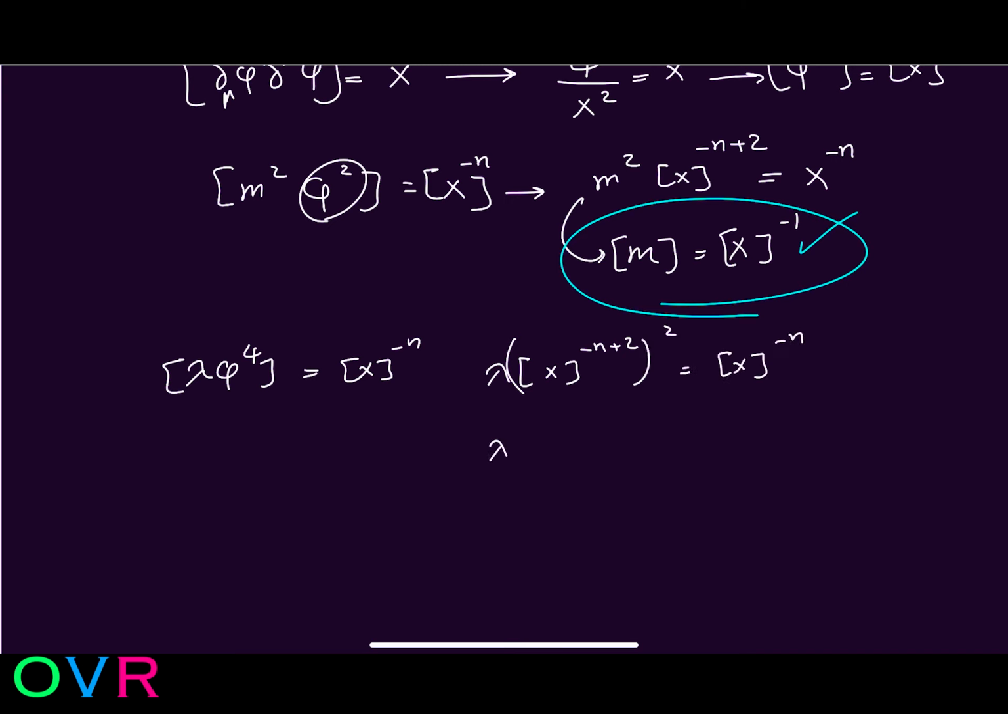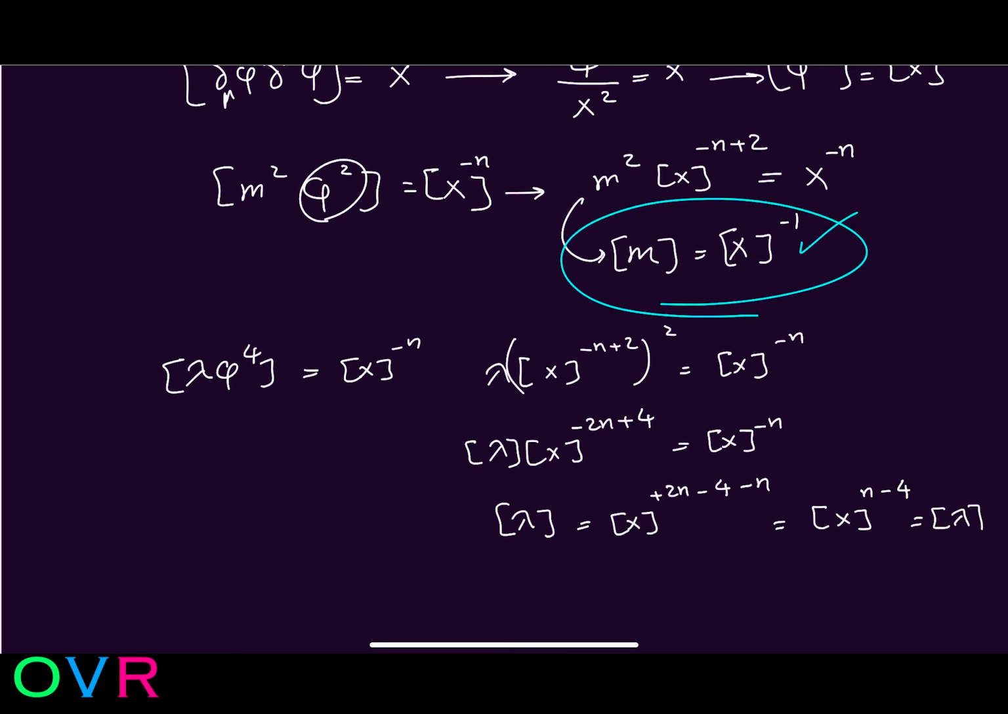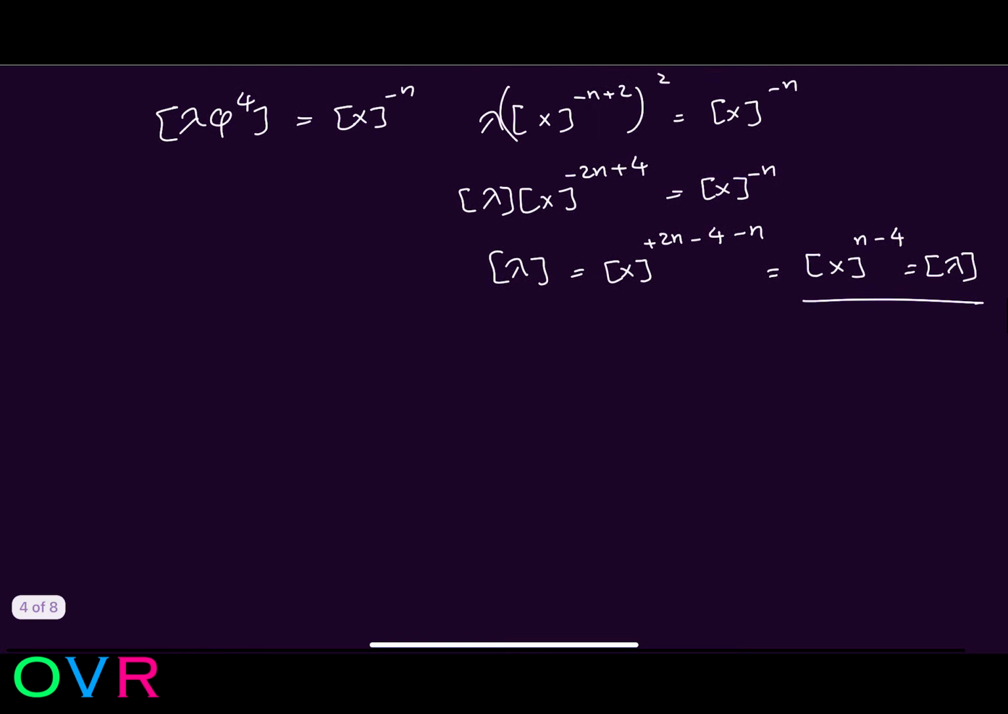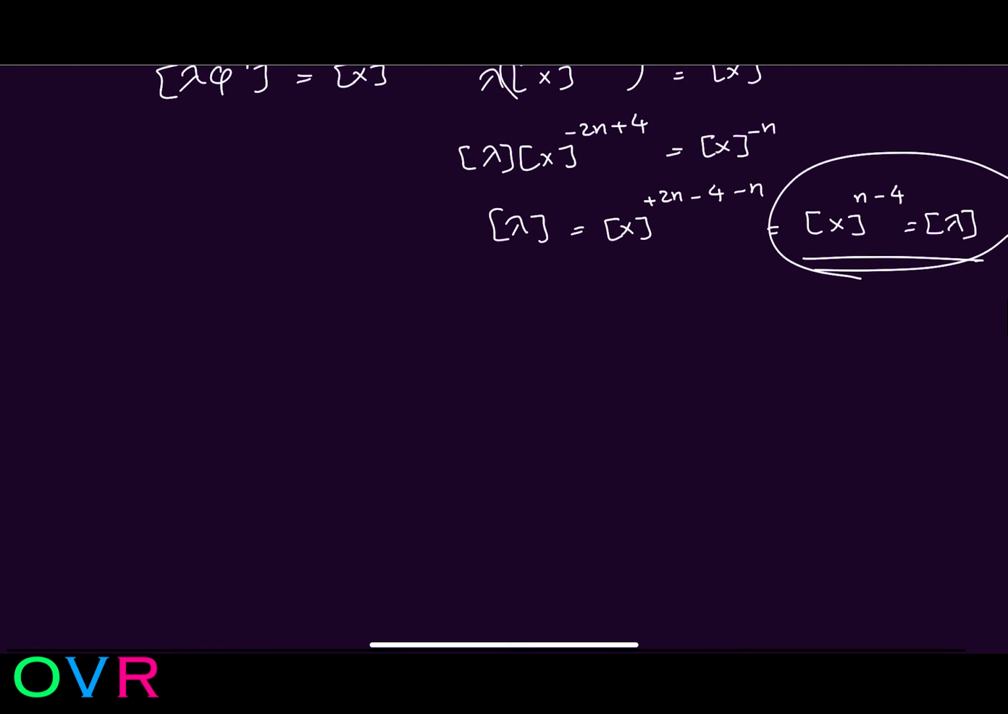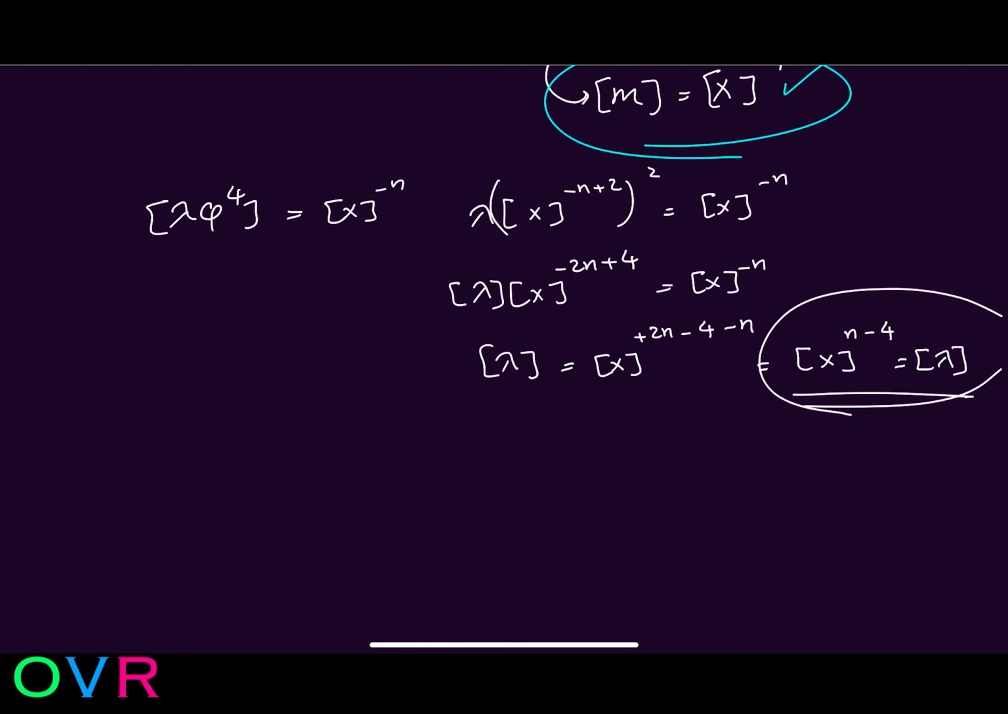Then the dimension of lambda x minus 2n plus 4 is equal to minus x to the power of minus n, and then the dimension of lambda is equal to the dimension of x plus 2n minus 4 minus n, which is equal to n minus 4. That is the dimension of lambda. So interesting, because now we have the generalized dimension of the coupling constant.